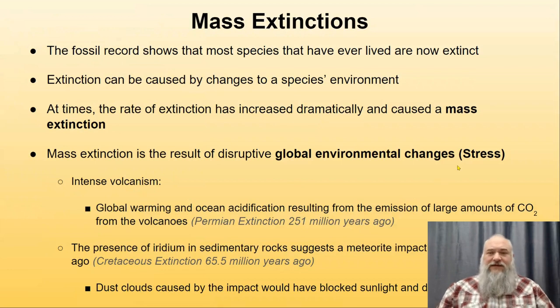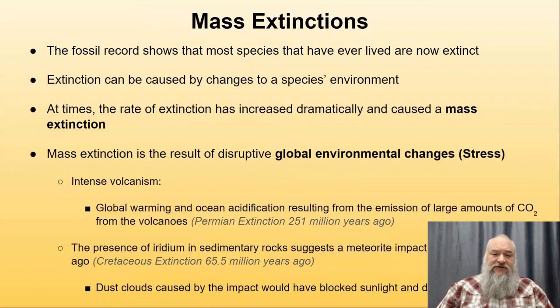All right, so extinctions are always happening, speciations are always happening, but you're probably familiar with mass extinctions. The fossil record does show that most species that have ever lived are now extinct. By far, most species that have ever lived are now extinct. And it can be caused by changes to a species' environment, most obviously, whether that is changes to the abiotic parts of it, continental drift, temperature, water, or changes to the biotic part of it, so new predators, new prey, new species to compete with, all that kind of stuff.